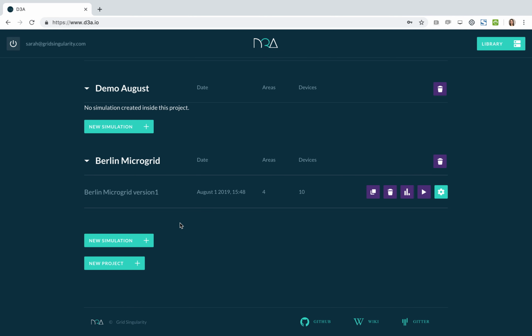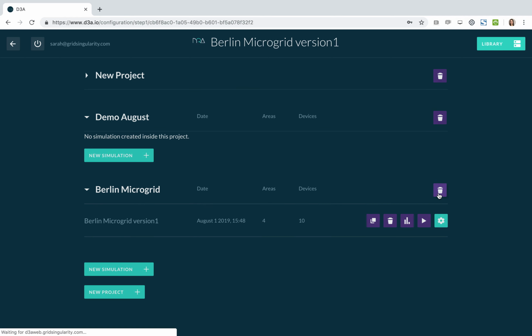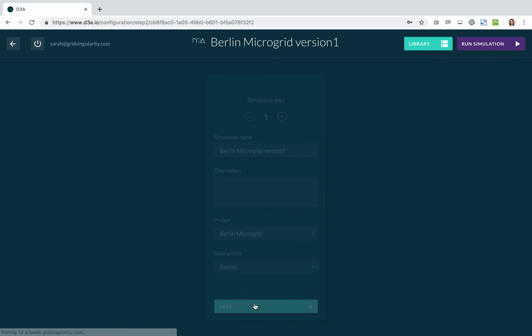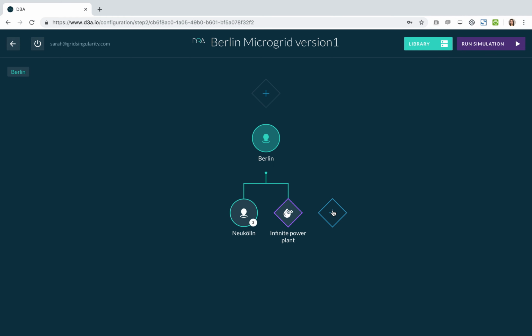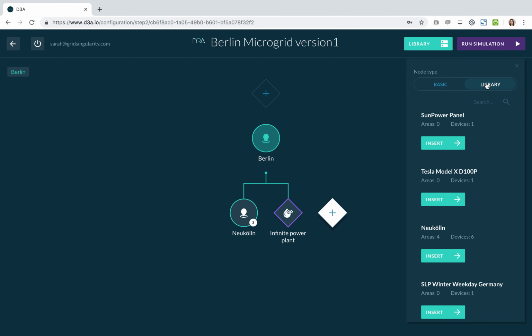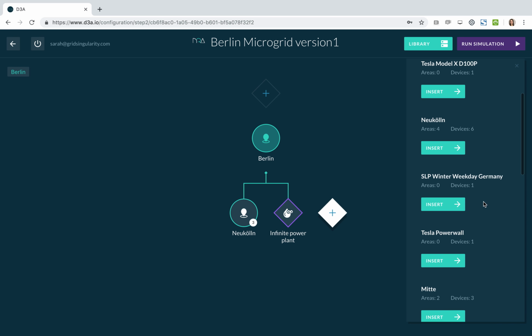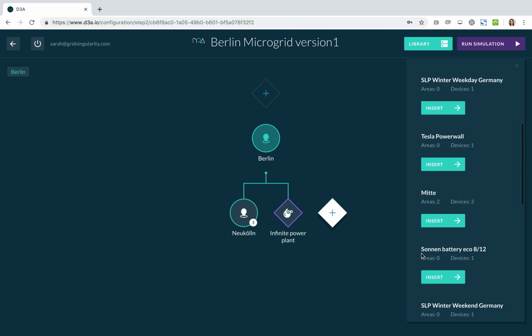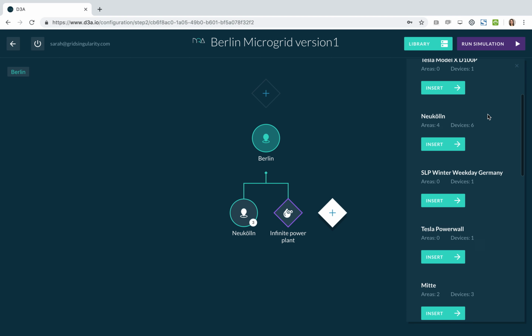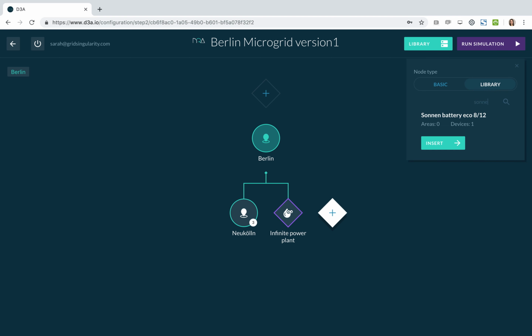To show you a little bit how this works, let's go back to our simulation here. If I wanted to add another device, I could go to the library here and add something from the library. So let's see if we can find the Sonnen battery. I can also search for this battery. If I know the name of it, I can just start typing in Sonnen and add the device here. As you can see, there's a little bit of a bug here that we've currently fixed in our dev version. So we'll be pushing the results to here soon.